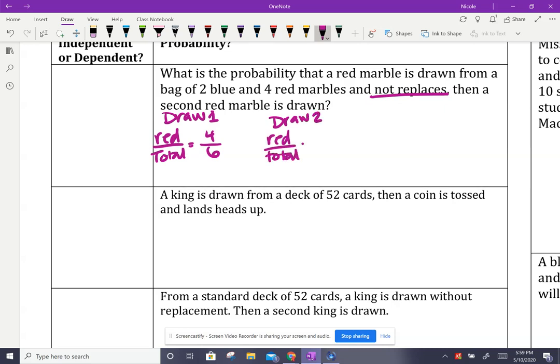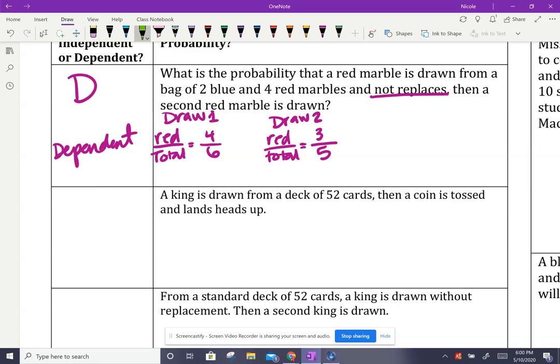For draw 2, we have to think about if they did not put the marble back, our total number of marbles is no longer 6, it's now 5. And they kept a red marble, so my total number of red marbles is no longer 4, it is now 3. So because of this, it is dependent, because for that second draw, the total number of outcomes changes because of the first draw. Originally, we had a total of 6 marbles in the bag.